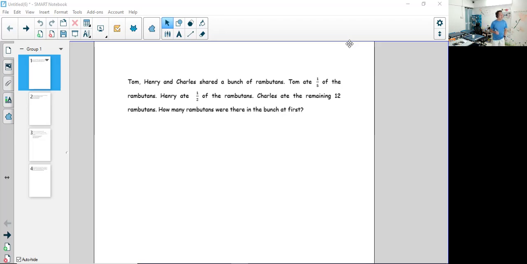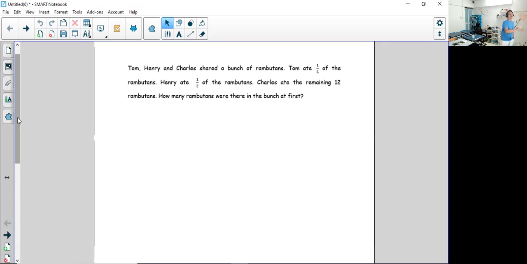So let's look at the first question. We always start with something simple. The first problem is a primary 4 problem, and later on you will see primary 5 problems. The rest of the problems will be primary 5. The first one is a P4 problem: Tom, Henry, and Charles share a bunch of rambutans. Tom ate one fifth of the rambutans, and Henry ate half of the rambutans, and Charles ate the remaining 12 rambutans. So how many rambutans were there at first?